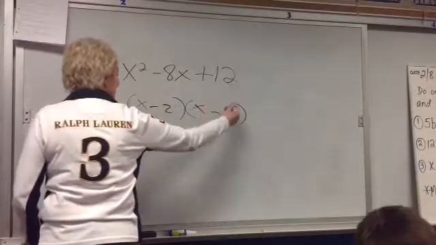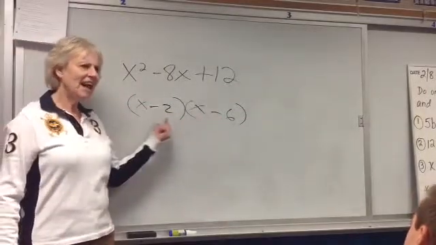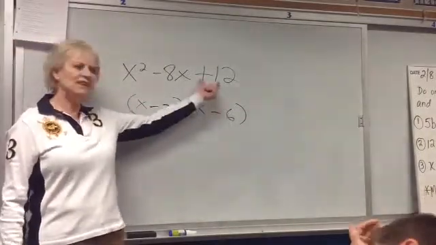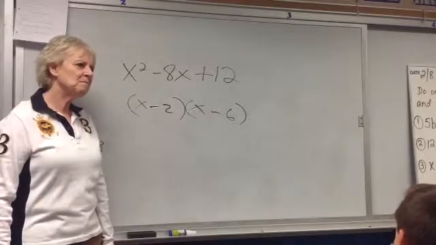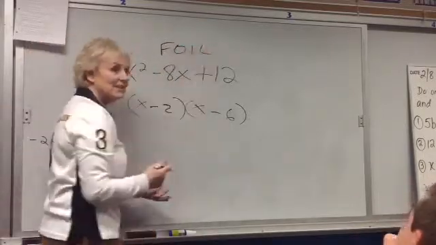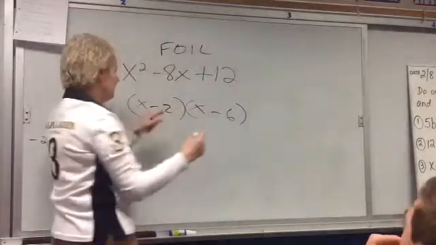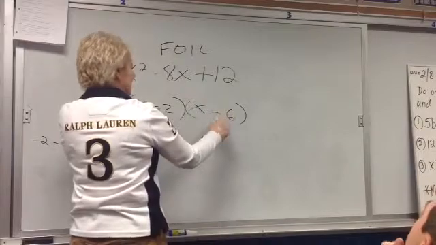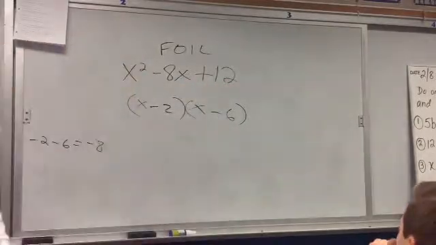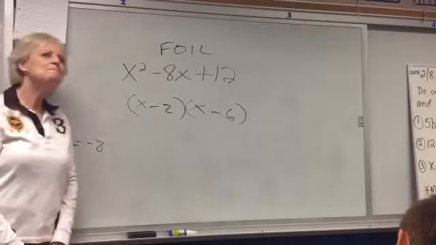-2, -6. If you have two signs here, how is a negative times a positive going to give you positive 12? That's a quick check. When you are using first, outer, inner, last, do the last at least. That times that has to give you that. And if you have two different signs, you got -12, and that's not what's there.